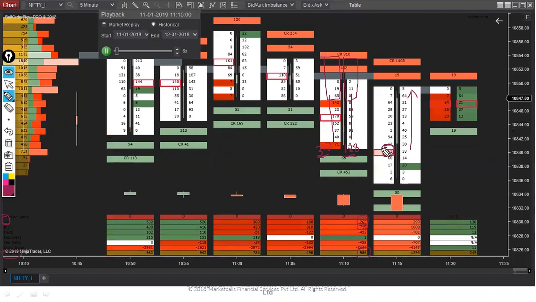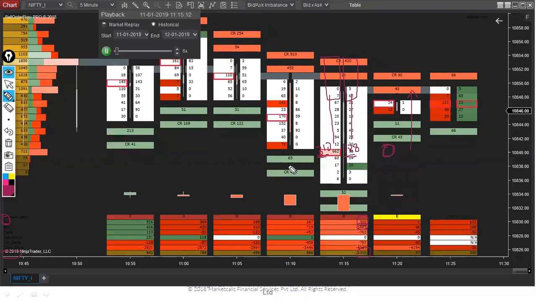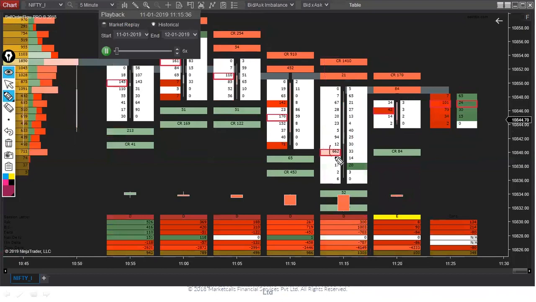Yeah, the buying auction is pushing the price up, even though there is a big selling quantity. Despite that, with low volume, the buyers are able to drive the price up.